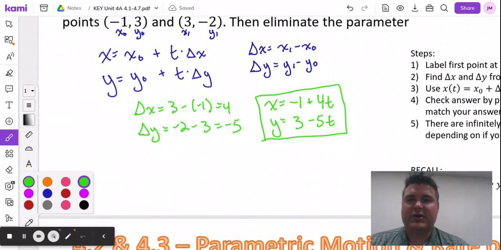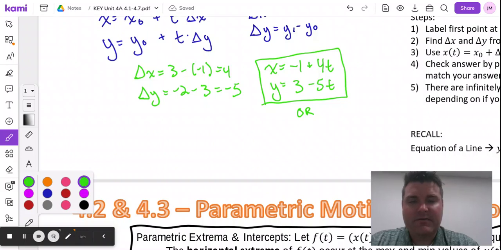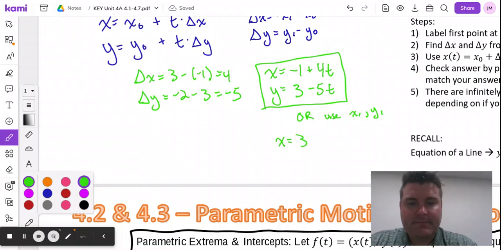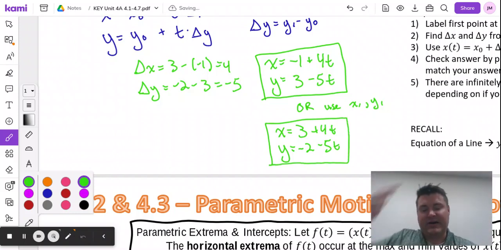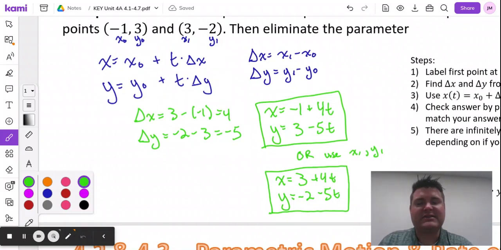That is not the only correct answer. You could also use y1, or use x1, y1, in which case you would get x equals 3 plus 4t, y equals negative 2 minus 5t. They're the same thing. Just timing wise, t equals 0 is going to produce a different value for the top box versus the bottom box. But you'll still get the same direction. You'll still get the same points. If this was limited with the t values, then it'd be a different story. And we don't touch that.